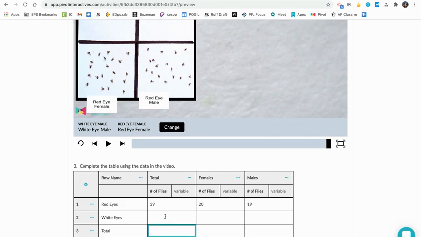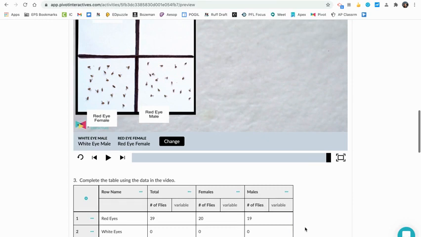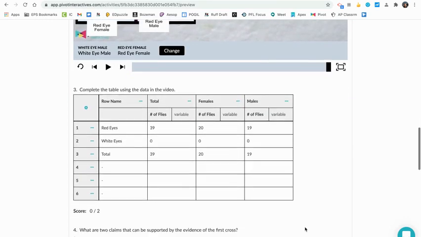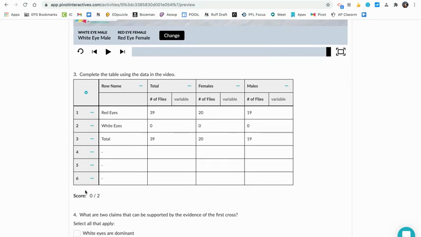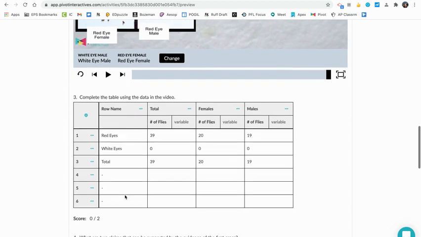And then white eyes, we didn't have any. So hopefully this answers your question on how to do the data table. And then total, you just add them up. You just put the numbers in there, and it probably would have been smarter for me to count them as you put them in the boxes. And then of course I have to come back and score that you've done this, so you're going to have a 0 out of 2 on this until I'm finished grading.